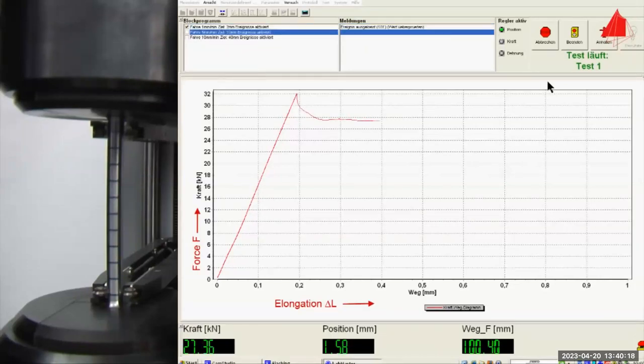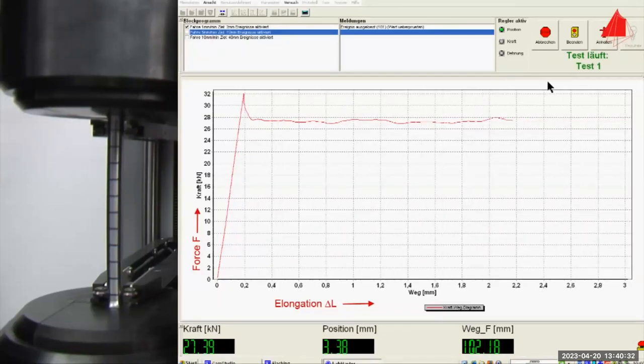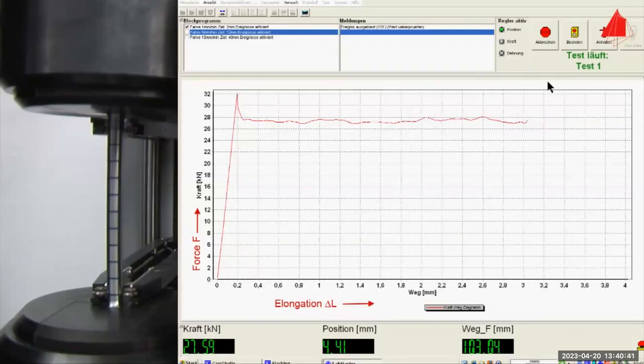If the test piece were to be unloaded now, it still would not spring back to the original length, but instead show a permanent elongation. The force is dropping now, and it's stretching. In the next stage of the tensile test, an almost constant force level with slight fluctuations occurs. This phenomenon is called the Lüders effect. After a certain strain, known as the Lüders strain, the force increases again.